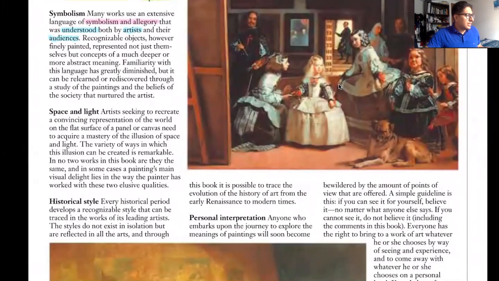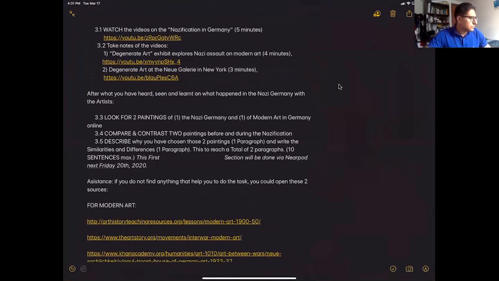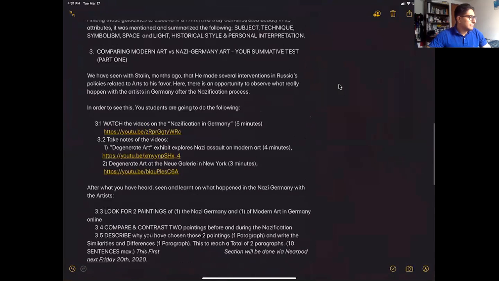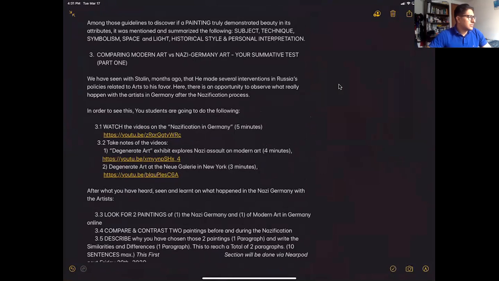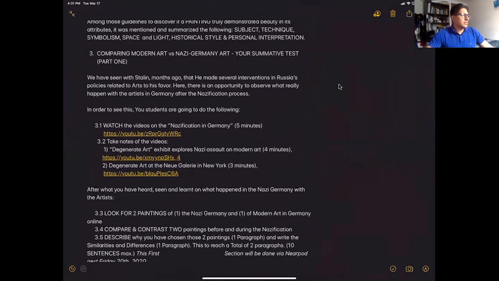Finally, we are going to see how this is related to Nazi Germany, right? We're going to compare modern art with Nazi Germany art, and this is going to be your summative test, at least section one. We have seen Stalin months ago, and that he made several interventions in Russia's policies related to art in his favor. And here there is an opportunity to observe what really happened with the artists in Germany after the Nazification process.